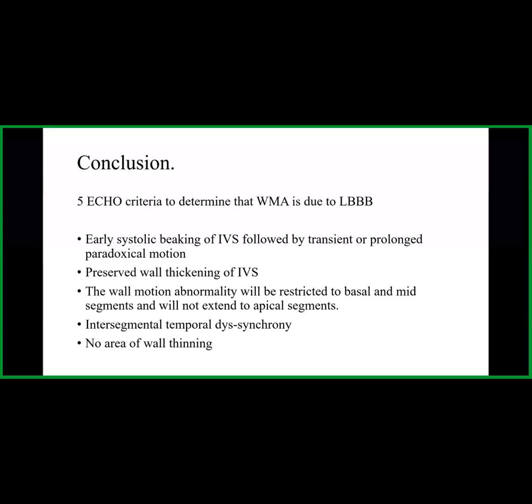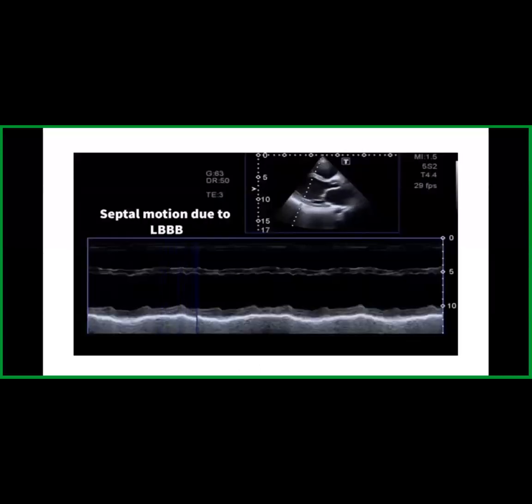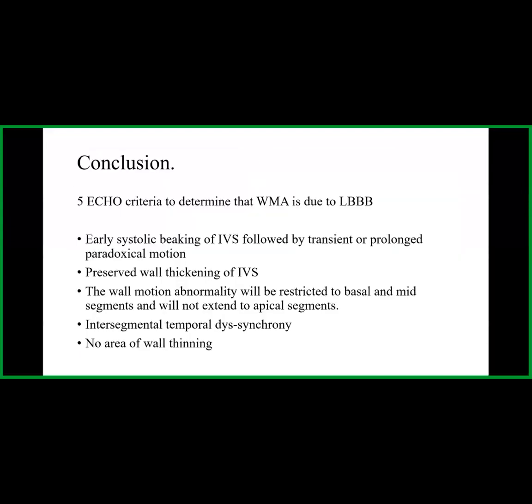We will also notice that the wall motion abnormality will be restricted to the basal and mid segments of the IVS. It doesn't really extend to apical segments. Another thing that we will see is temporal desynchrony, as I just explained. And after that, we will see that there is no area of wall thinning. The integrity of the wall will remain as thick as it was in the normal myocardium. There is no thinning of the posterior wall of the left ventricle.